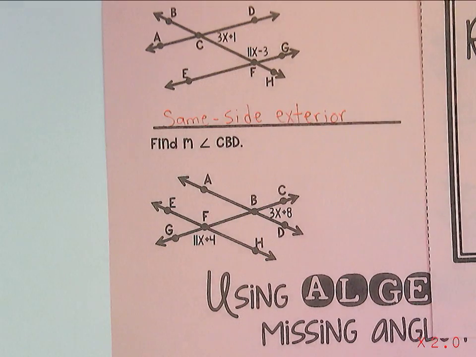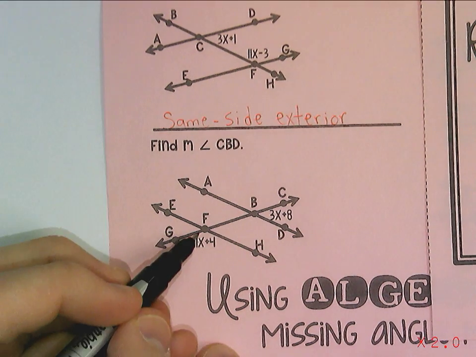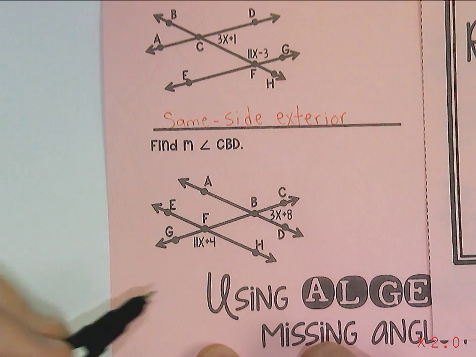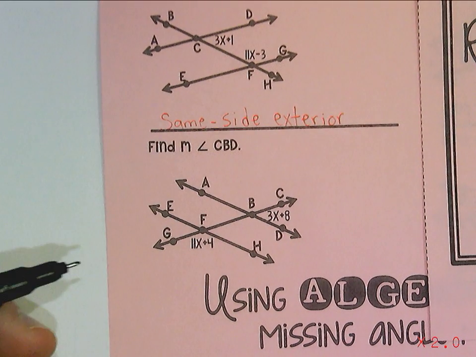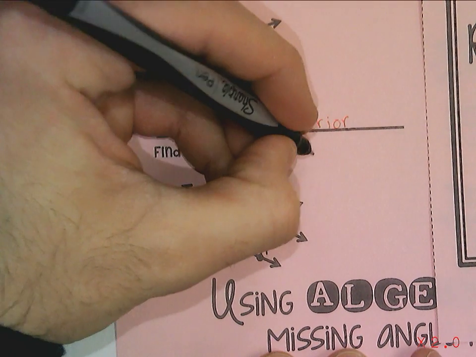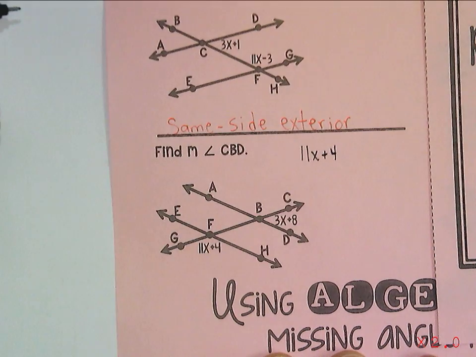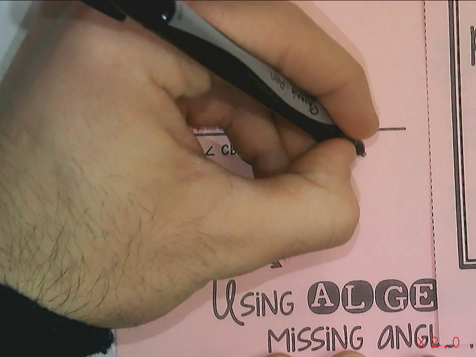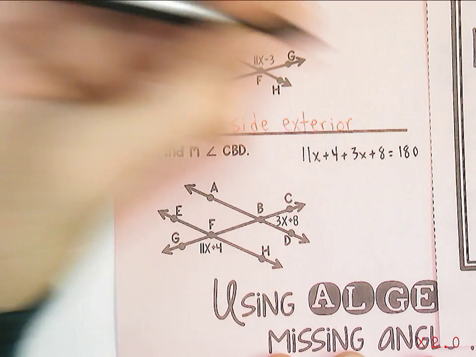Same side exterior angles. And like I said, those add up to 180 degrees. So that means we're going to take this expression of 11x plus 4 and this expression of 3x plus 8. We're going to add those together and set them equal to 180 degrees. So we should have 11x plus 4 plus 3x plus 8 equals 180 degrees.